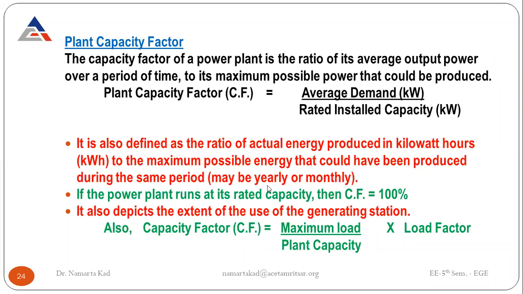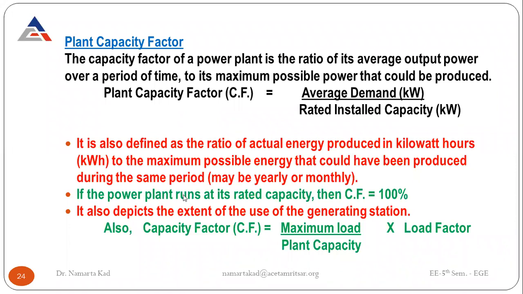Okay, and there is one more definition. It is also defined as the ratio of actual energy produced in kilowatt hours to the maximum possible energy that could have been produced during the same period, maybe yearly or monthly. What is the actual energy production divided by what is the possible maximum energy production, कितनी हो सकती थी. So it also gives you the ratio of कि actual energy कितनी produce हुई है divided by कितनी maximum हो सकती थी. So this is also given by the capacity factor.